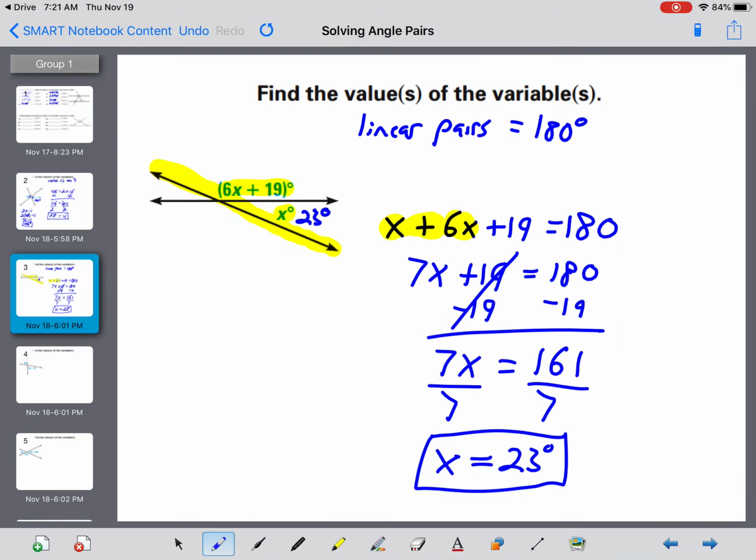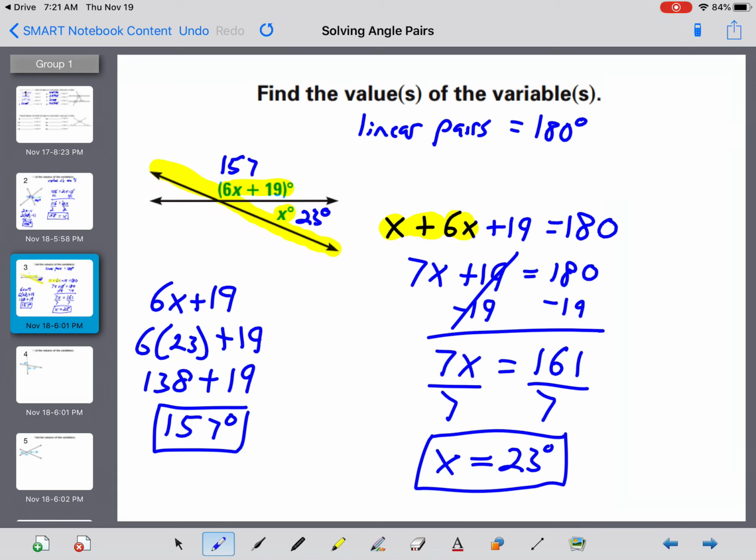So we already know that this angle is 23 degrees. But for the second one, 6x plus 19 is really 6 times 23 plus 19. 6 times 23 is 138. Plus 19 is 157 degrees. And that makes sense because 157 plus 23 makes 180 degrees.